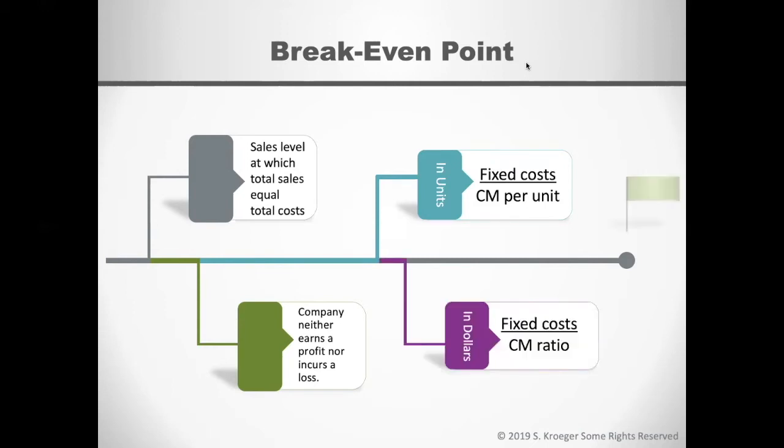The second formula is the break-even point in dollars, which means sales dollars. This will tell us what our sales amount needs to be in order to break even. The formula for this is fixed costs divided by the contribution margin ratio. Let's practice these formulas now.